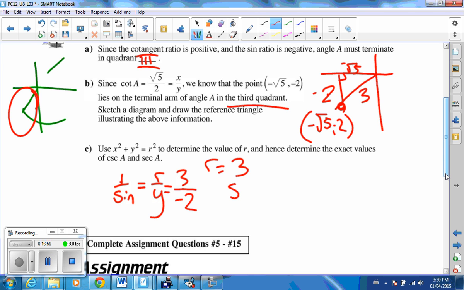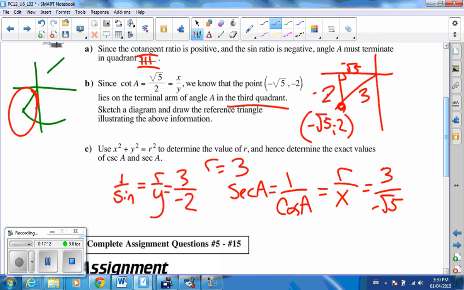And then secant is 1 over cosine of A, or r over x. R is 3, x is negative root 5. So that's how those guys go together. Work through the assignment. If you have questions, as always, come in and get extra help.